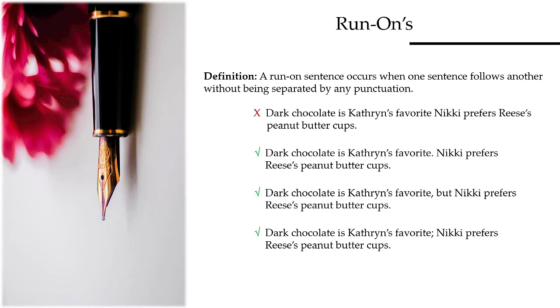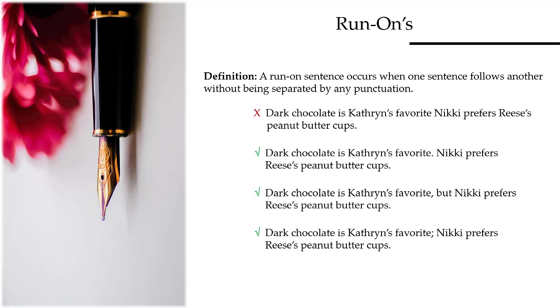So there are three correct ways to fix a run-on sentence. The first would be simply to divide it into two sentences. You can see that in the first example here, the student has elected to use a period and just break it up into two sentences. Dark chocolate is Catherine's favorite. Nikki prefers Reese's peanut butter cups.